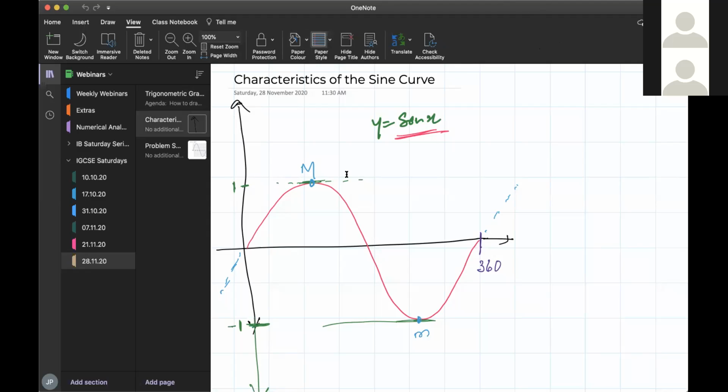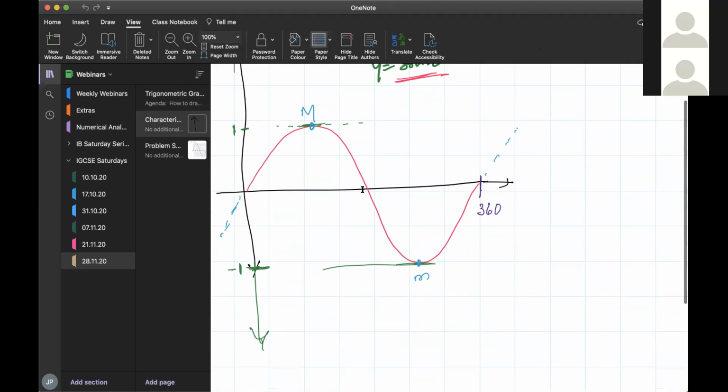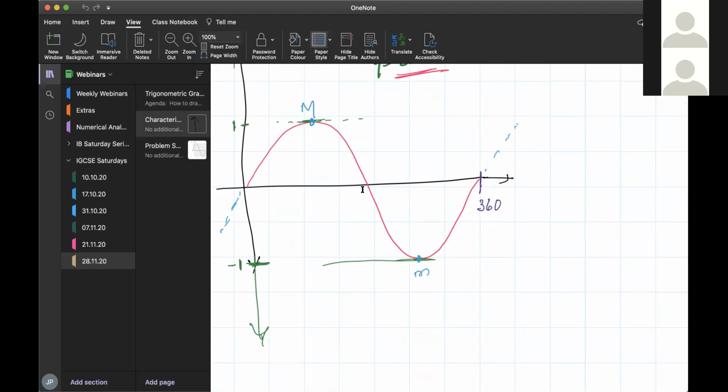y is equal to sine x is the original parent sine. And the capital M and the small m refer to the maximum value and the minimum value. Now, certain things, let's just call them the characteristics. We're going to give each one standard letters. This distance is from what's called the central line. The x-axis, I'm going to call the central line.